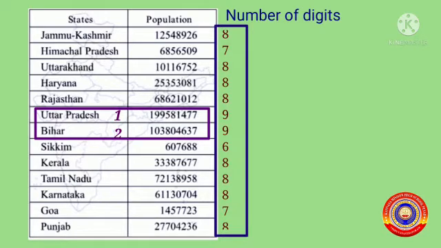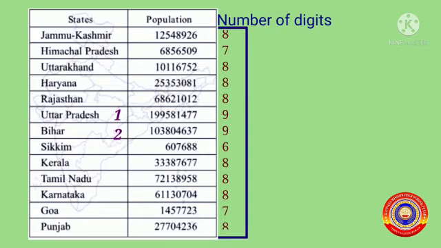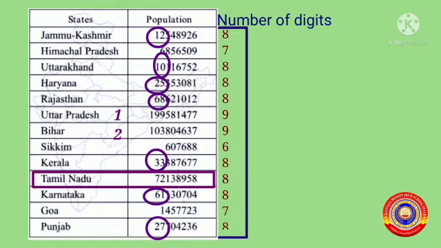81,477, and Bihar is in the second place with a population of 10 crore 38 lakh 4,637. Now we shall take the populations of states with 8-digit numbers. Look at the first two digits of these 8-digit numbers, that is the number in the crores place and the number in the 10 lakhs place. The largest among them is 72, and it is Tamil Nadu with a population of 7 crore 21 lakh 38,958, and it is in the third place.